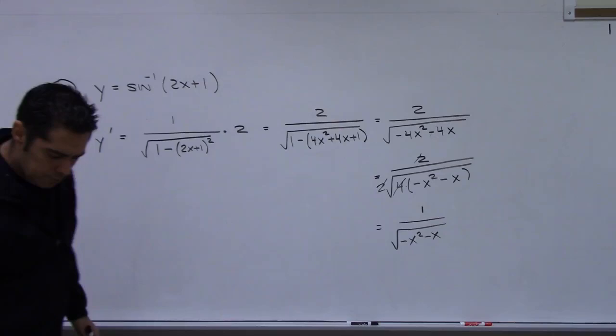you could actually expand that, make that 4x squared plus 4x plus 1, and then you'd have to distribute the negative through. So 2 over the square root of, well, what would happen here is this would become negative, that would become negative, that would become negative, and the 1 minus 1 would go away, so you just have negative 4x squared minus 4x. And that would be it.